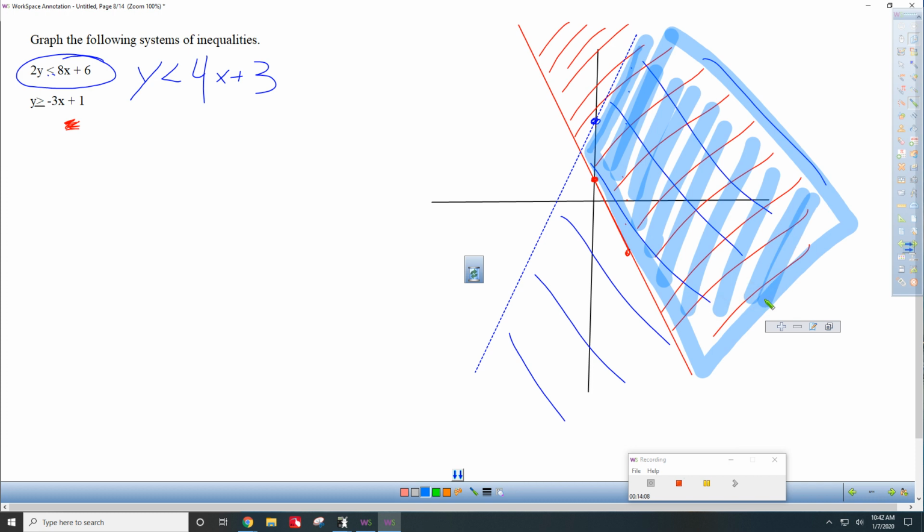Okay. Your final question is a word problem involving inequalities. So you want to look at the end of your homework and a couple of your quizzes. There's a lot of examples of word problems.